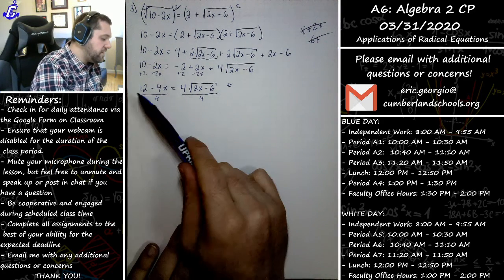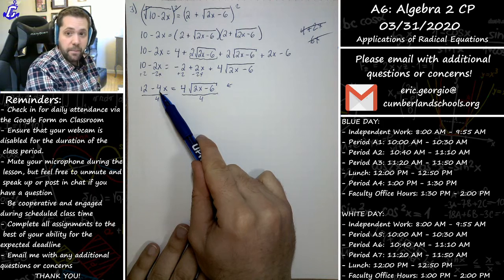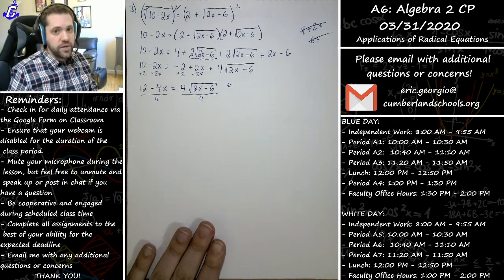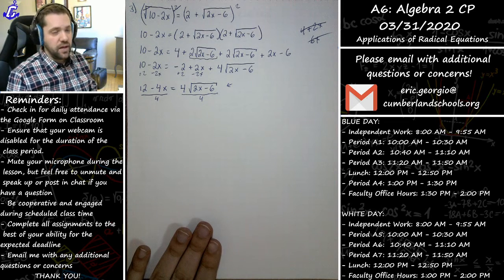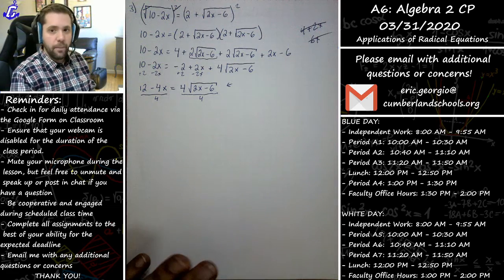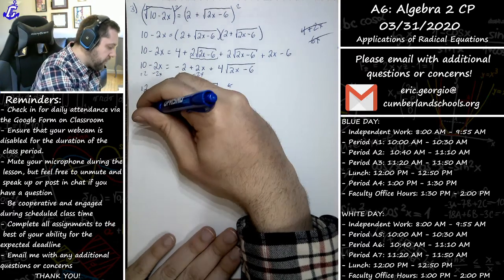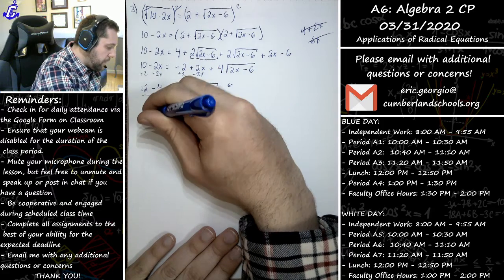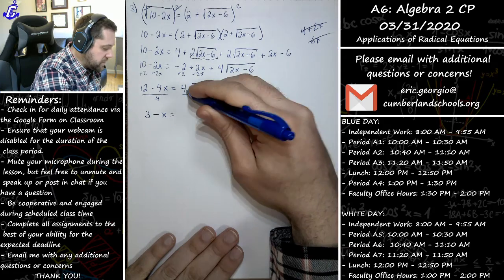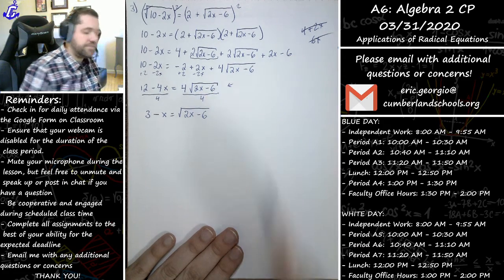Something else to point out is say I had like a 6 here, and I had, say, a 10, right? We can't divide 6 or 10 by 4, but you could divide everything by 2. And that helps reduce things a little bit too. So if you notice that that can be done, by all means do it. It helps make your life a lot easier. So I'm now left with 3, that's 12 divided by 4, minus 1x, 4 divided by 4, is equal to 4 divided by 4 goes away, the square root of 2x minus 6.